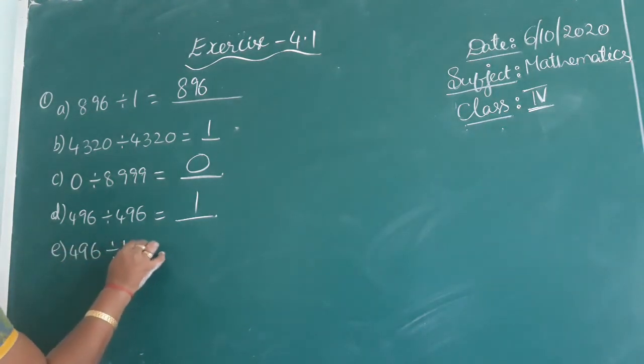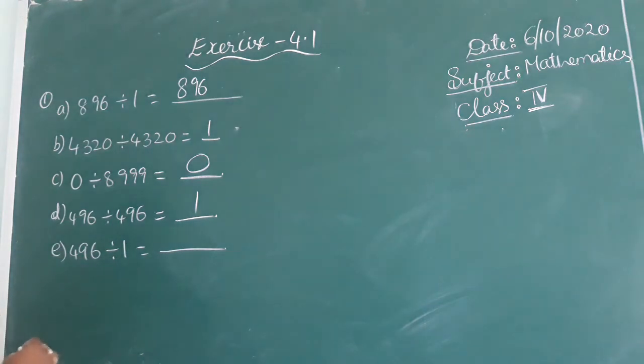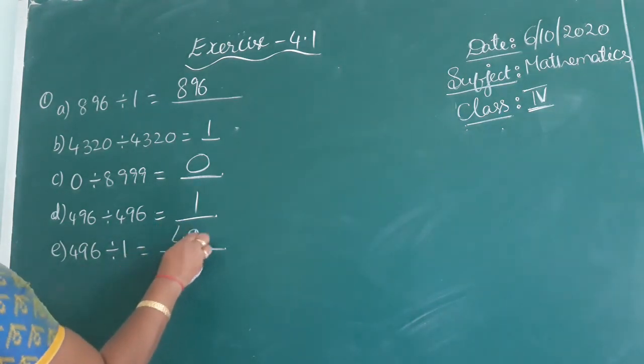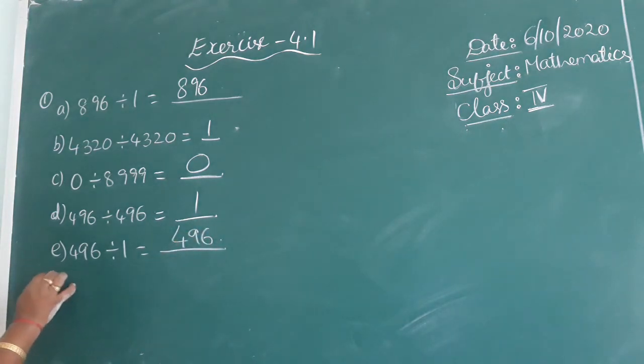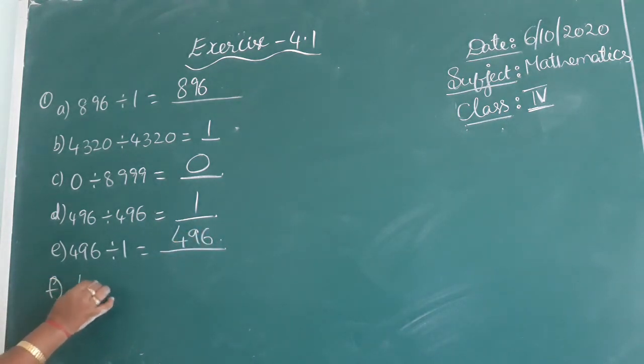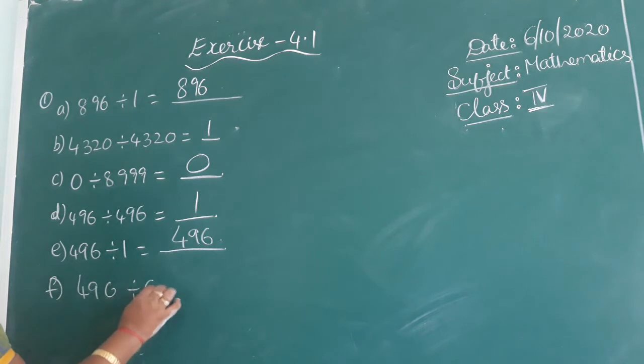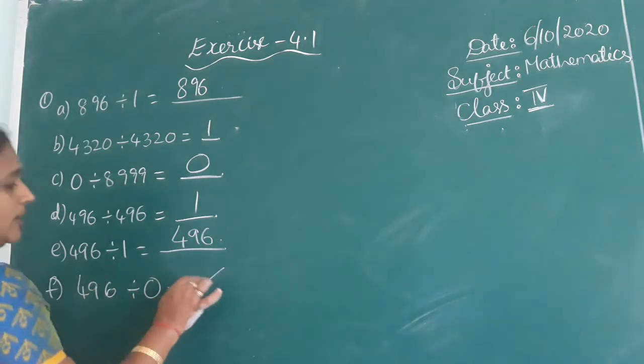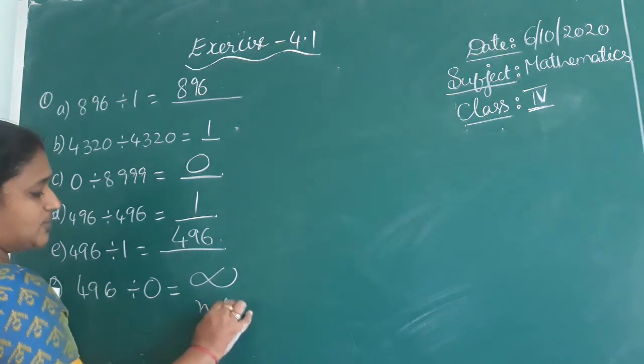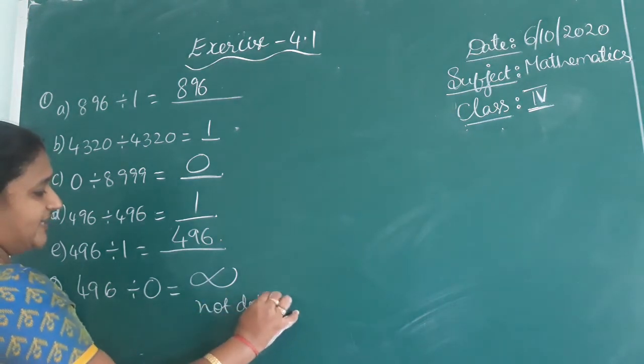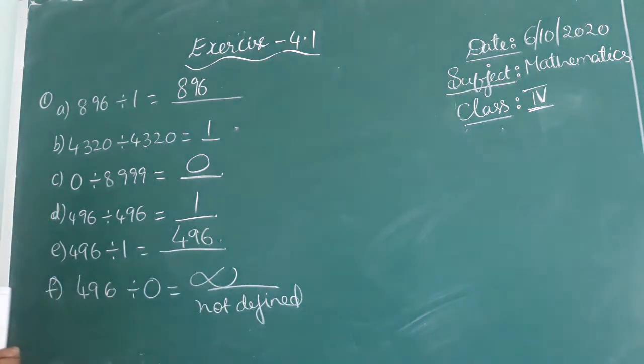496 divided by 1 equals 496, because when a number is divided by 1, you will get the same number. If 496 is divided by 0, it is not possible, so we call it not defined. You can say it's not defined. Okay. See the next one, children.